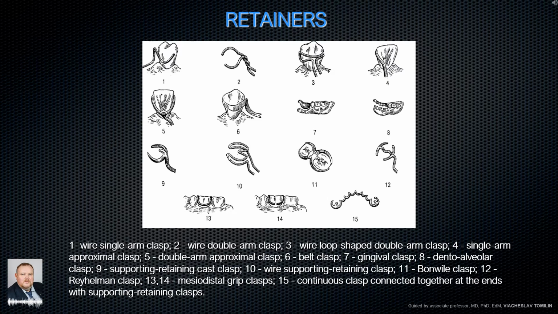3, wire loop-shaped double arm clasp, 4, single arm approximal clasp, 5, double arm approximal clasp, 6, belt clasp, 7, gingival clasp, 8, dentoalveolar clasp, 9, supporting retaining cast clasp, 10, wire supporting retaining clasp, 11, bund wire clasp, 12, Ney-Hellman clasp, 13, 14, mesiodistal grip clasps, 15, continuous clasp connected together at the ends with supporting retaining clasps.